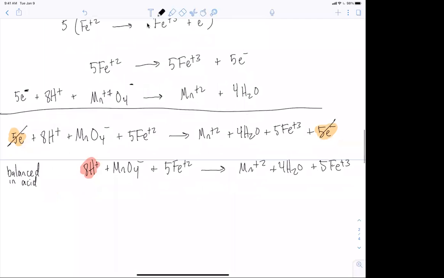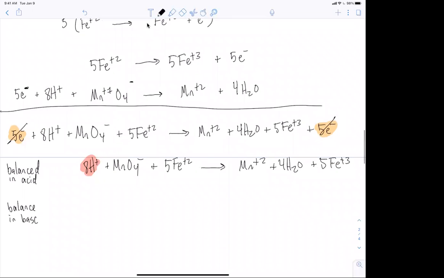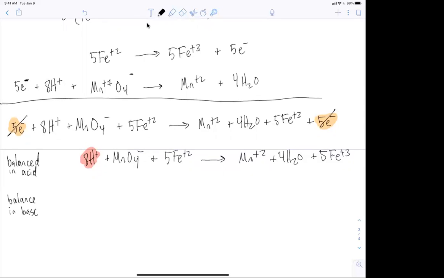But if we want to balance it in base, there's one more step. So in base, we know that we're not going to have any H plus around, so it doesn't make sense that the equation would look like this. To fix that, we just want to add in enough OH minus to get rid of it.